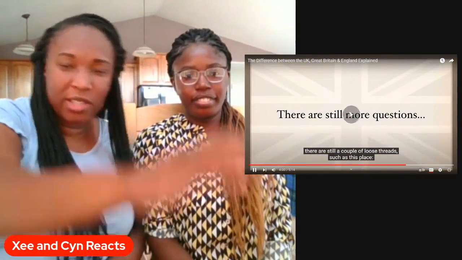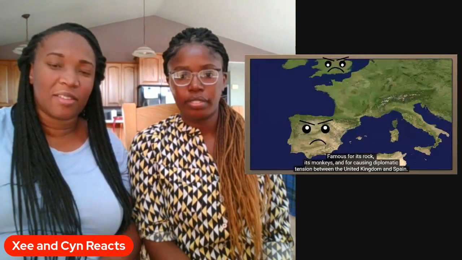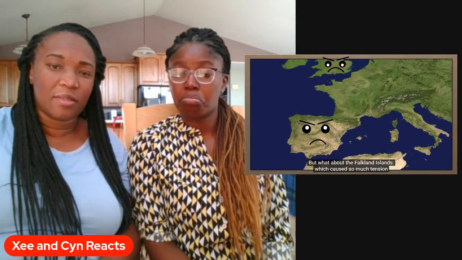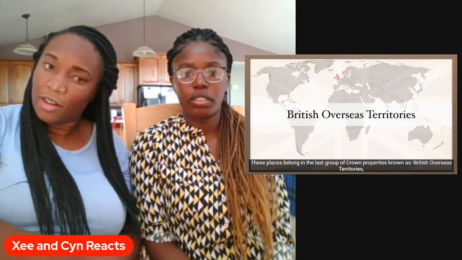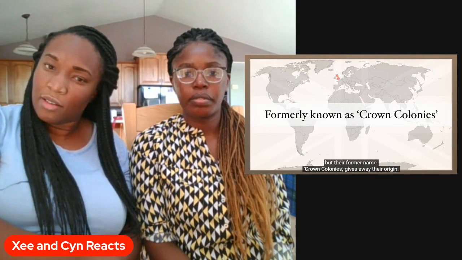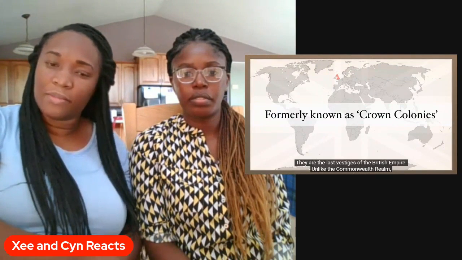There's still more questions. Threads, such as this place, the tiny city of Gibraltar on the southern coast of Spain, famous for its rock, its monkeys, and for causing diplomatic tension between the United Kingdom and Spain. Or what about the Falkland Islands, which caused so much tension between the United Kingdom and Argentina that they went to war over them? These places belong in the last group of Crown properties known as British Overseas Territories, but their former name, Crown Colonies, gives away their origin. They are the last vestiges of the British Empire.